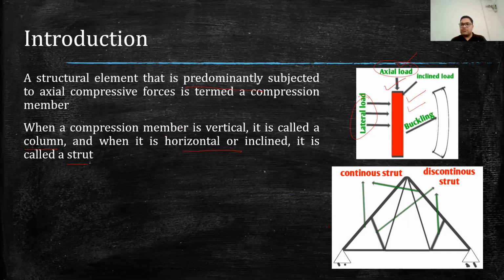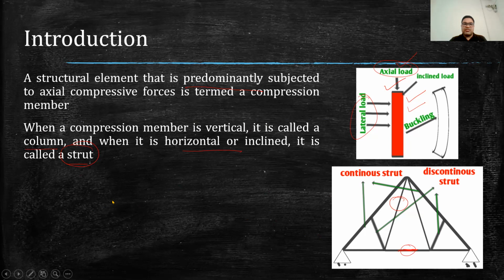Similarly, if we talk about the trusses, in trusses, there are some inclined members. Those inclined members can be in tension or can be in compression. The members which are in compression, they are termed as struts. So if there is this horizontal member, if it is subjected to compression, it will be known as struts. Similarly, this inclined member may be subjected to compression, so it will be known as struts.